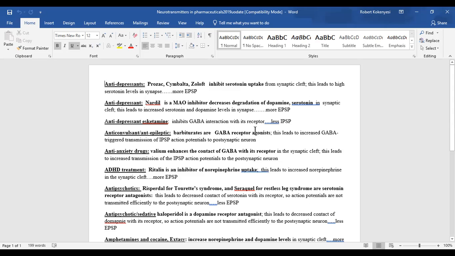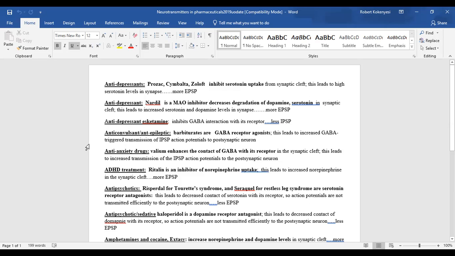Barbiturates are helpers, agonists of this gamma aminobutyric acid neurotransmitter. So helping this inhibitory neurotransmitter will lead to more inhibitory activity in our central nervous system. So this hyperactivity can be brought under control. The overall level of activity in our nervous system will be lowered.